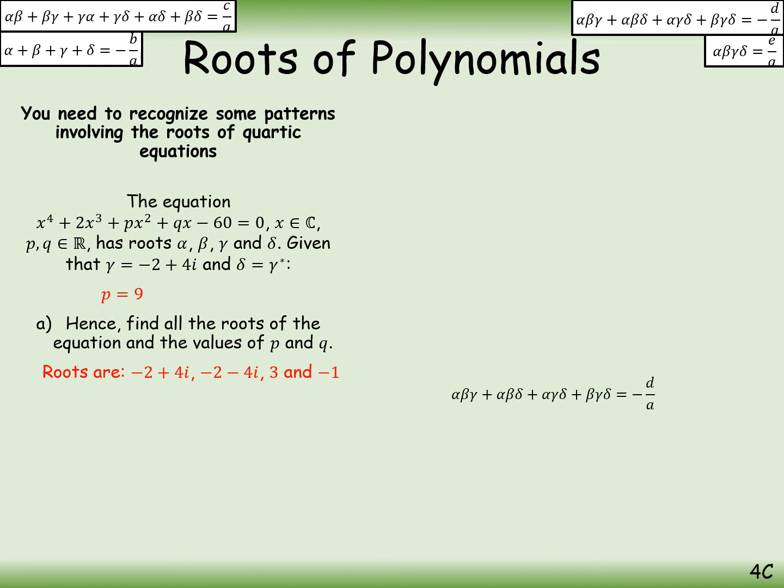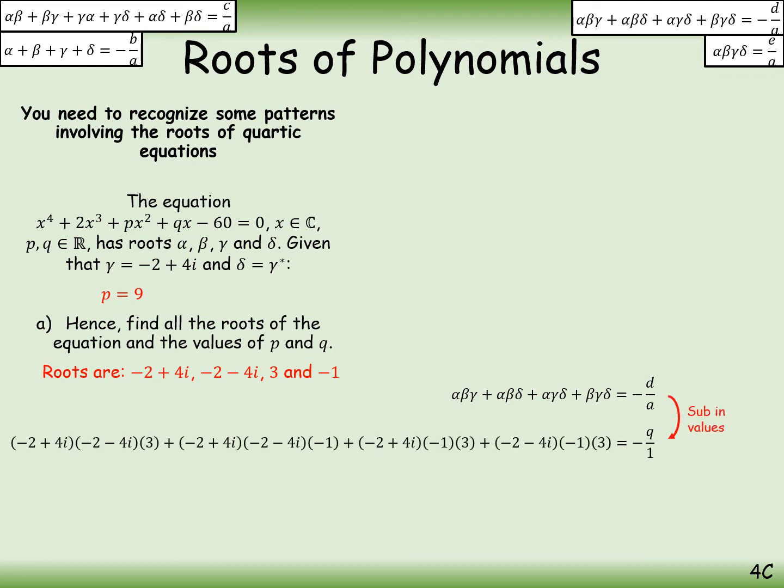And now for the sum of the triples, minus d over a, so we substitute this in, we have all of this, and same as before. To cut another long story short, minus 52 is equal to q. So now we've got p equal to 9, q equal to minus 52.